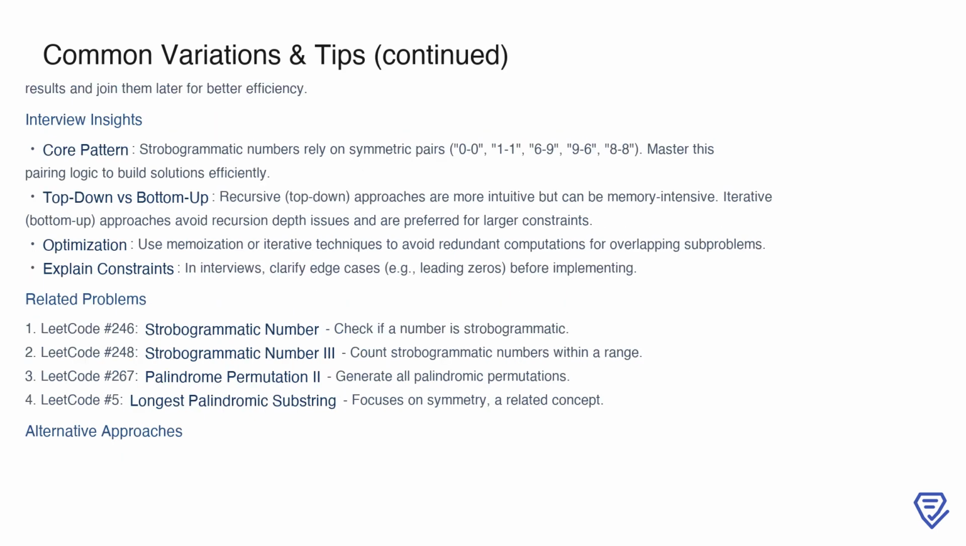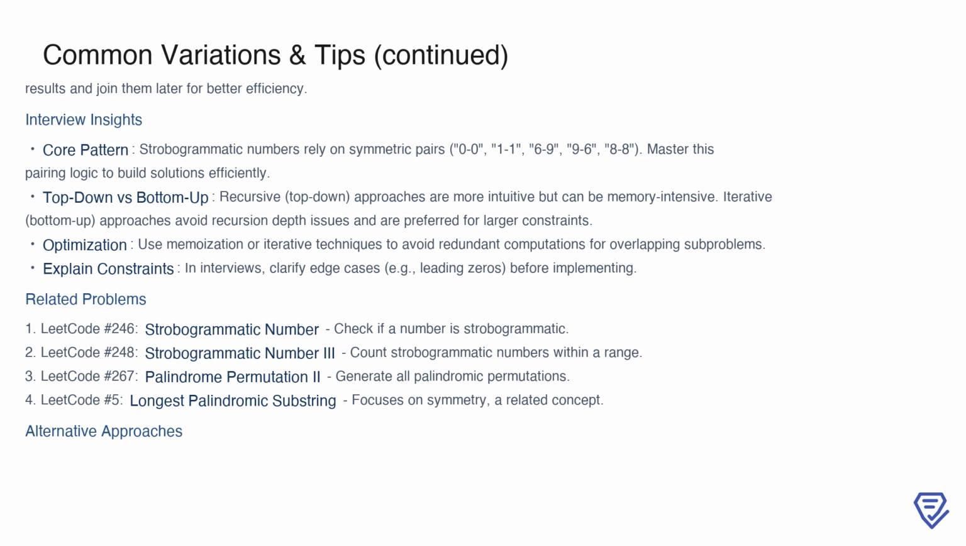To succeed in interviews with this problem, focus on mastering the core pattern of strobogrammatic numbers, which relies on symmetric pairs like 0 to 0, 1 to 1, 6 to 9, 9 to 6, and 8 to 8. Understanding and applying this pairing logic is key to building efficient solutions. When it comes to approach, recursive methods, which are top-down, can feel intuitive but might run into memory limitations for larger inputs. Iterative or bottom-up approaches avoid this issue and are preferred when constraints are tight. Optimization is another area to consider. Techniques like memoization or iterative strategies can help eliminate redundant computations, especially in cases with overlapping subproblems.